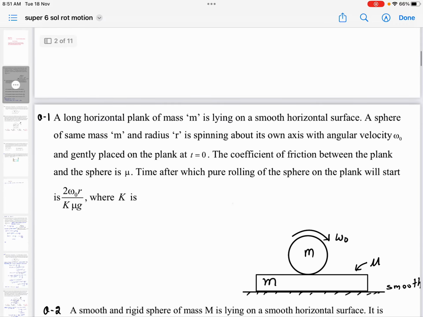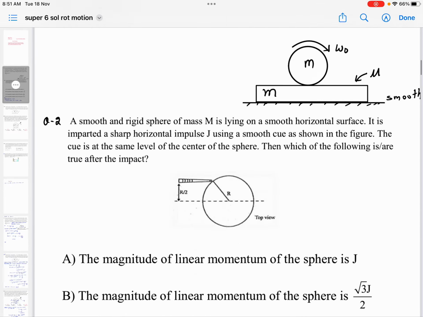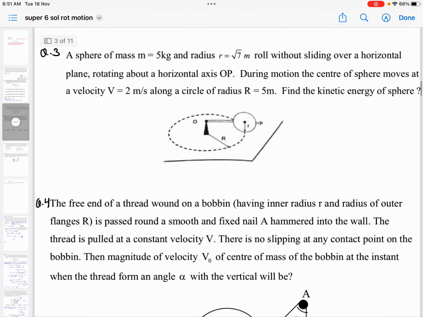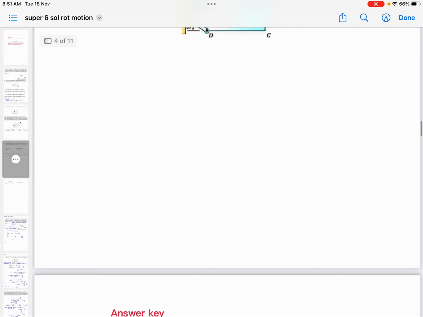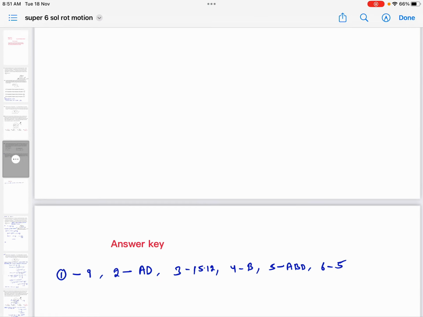So now question number 1. Okay, let me first tell you the answer key. Okay, you can match your answers. So that is the answer key. Correct answer of question number 1 is 9. Question number 2, AD option.